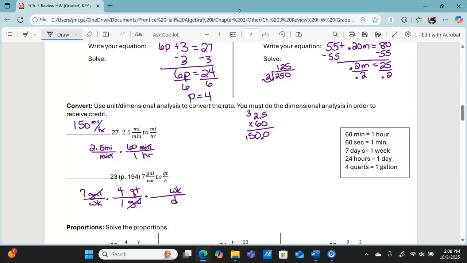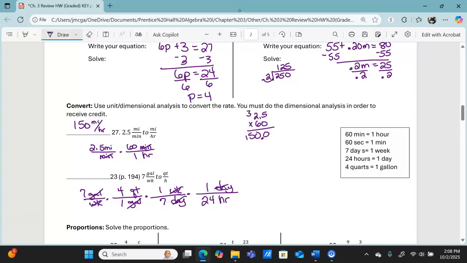And from weeks, I can go to days. There's 7 days in 1 week. And so weeks is gone. So if days is in the bottom, it needs to go up top in order to cancel. And from days, I can go to hours. So there's 24 hours in 1 day. So I now have quart and hour as my only 2 units left, which was what I wanted.